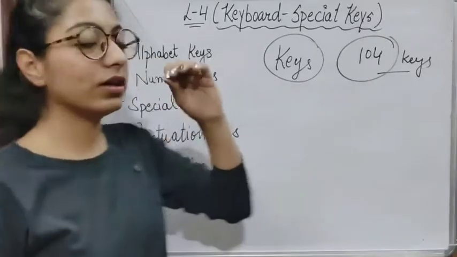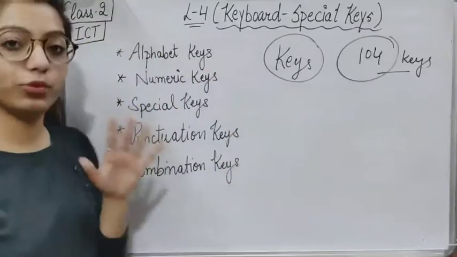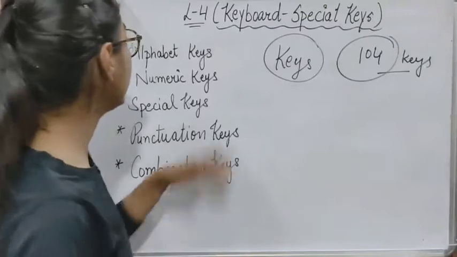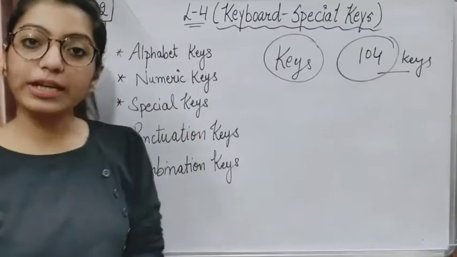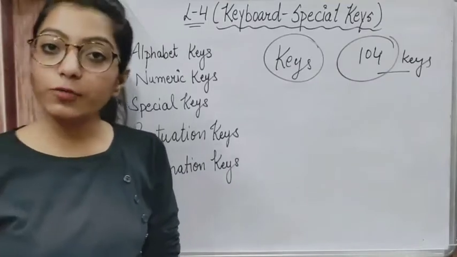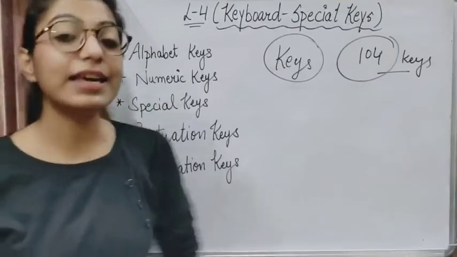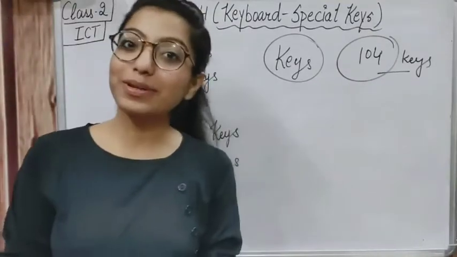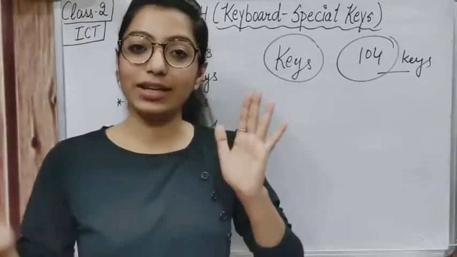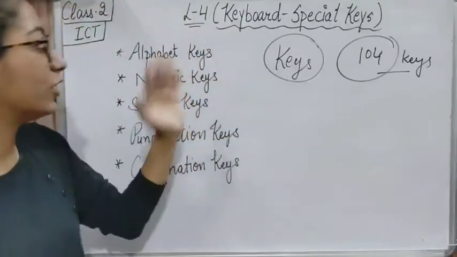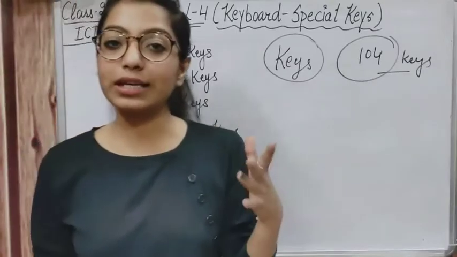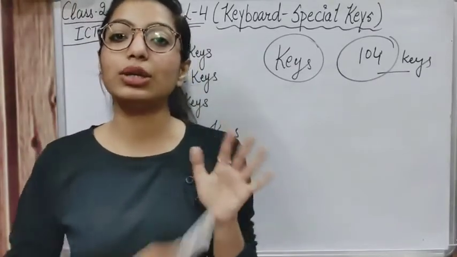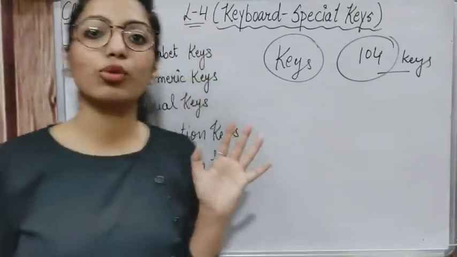So there are mostly 5 types of keys in it. First is alphabet keys. Alphabet keys include all the alphabets, like A for apple. So A to Z, these are all the alphabet keys. Then the numeric keys. Numeric keys are the numbers like 0, 1, 2 and so on.